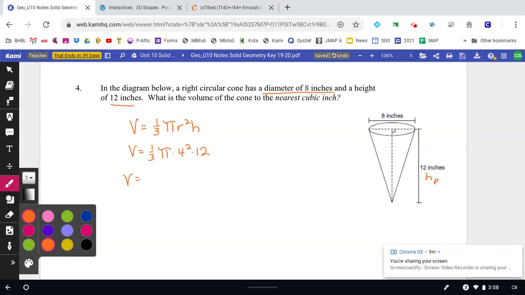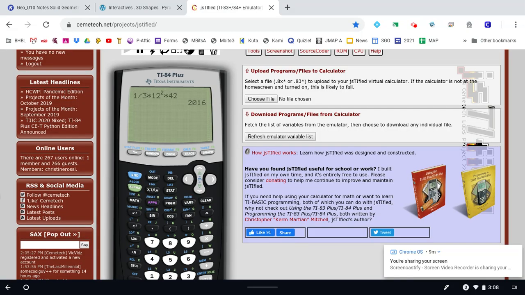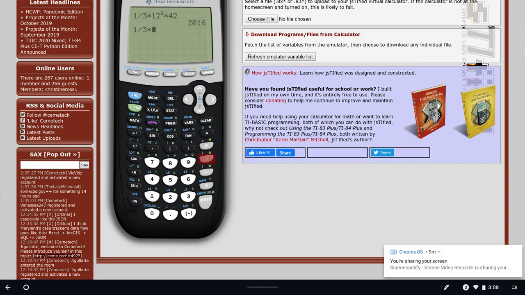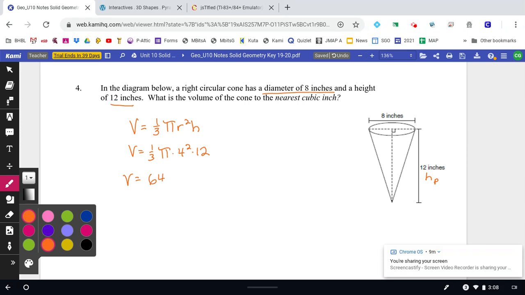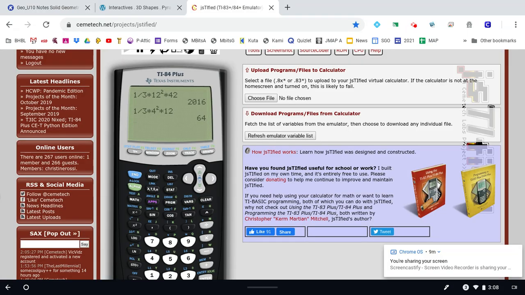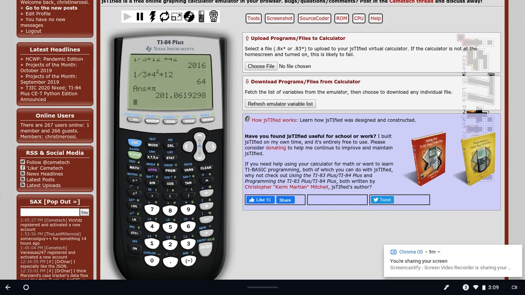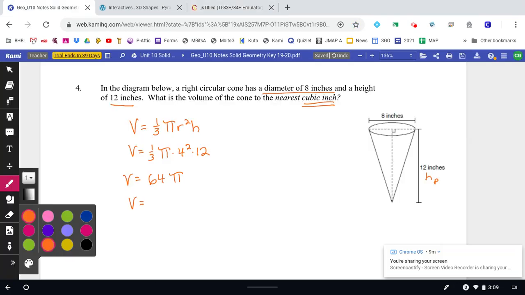All right, now let's put the numbers into the calculator first. So 1/3 times 4 squared times 12. And again, a good habit to get into is to be writing down what it is in terms of pi. So 64 pi. Now I want this to the nearest cubic inch. So now multiply that by pi. So the nearest cubic inch, 201 cubic inches. So approximately 201 cubic inches.